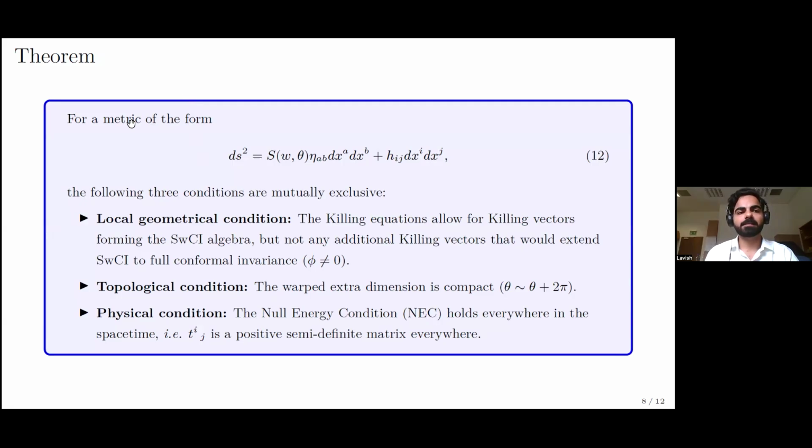We said that if we start from a metric of the form of equation number 12, a warped product metric ansatz, then the following three conditions would be mutually exclusive. The first one is a local geometric condition, where the Killing equations allow for Killing vectors forming the scale without conformal invariant algebra, but no additional Killing vectors for special conformal transformations are present. That also means that we are taking the Weyl tensor to be non-zero.